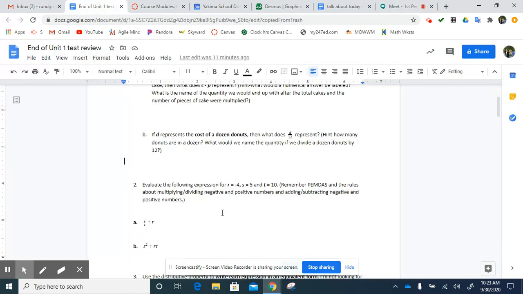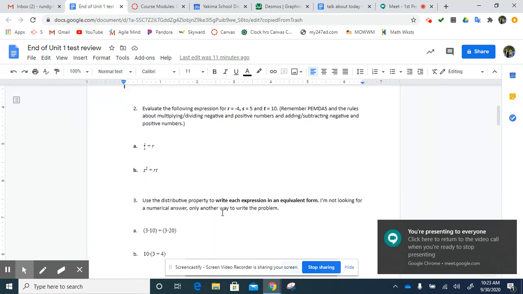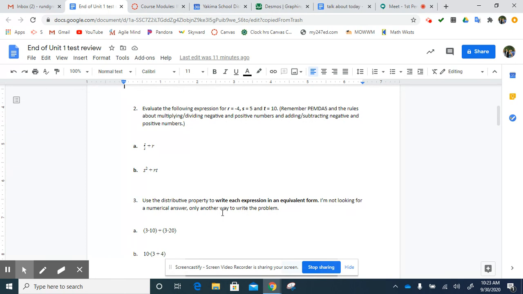All right. So for number 2, evaluate the following expression for R equals -4, S equals 5, and T equals 10. Remember PEMDAS and the rules about multiplying and dividing negative and positive numbers and adding and subtracting negative and positive numbers. All right, so for number 2 on our paper, let's write down R equals -4 and S equals 5 and T equals 10.